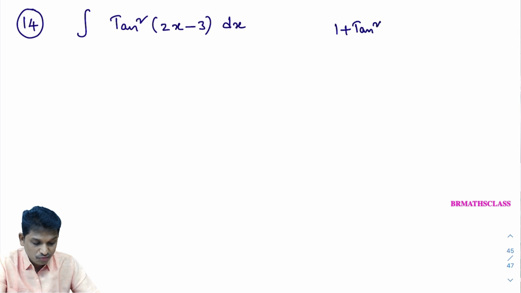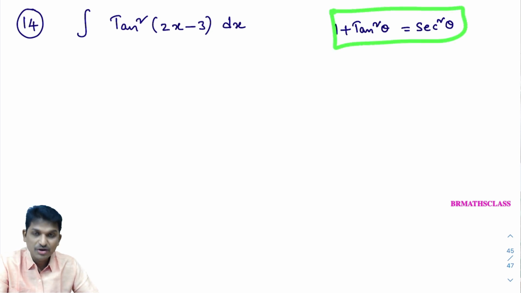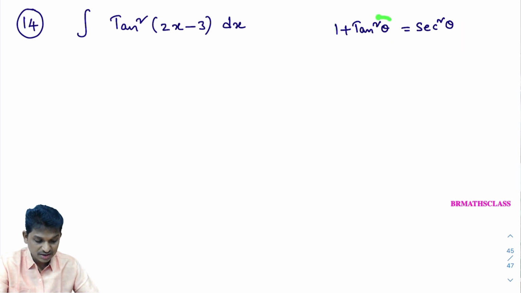You know that 1 plus tan square theta equals secant square theta. You know this trigonometric identity. Now from this, what is tan square theta? Look here, tan square theta is secant square theta minus 1.